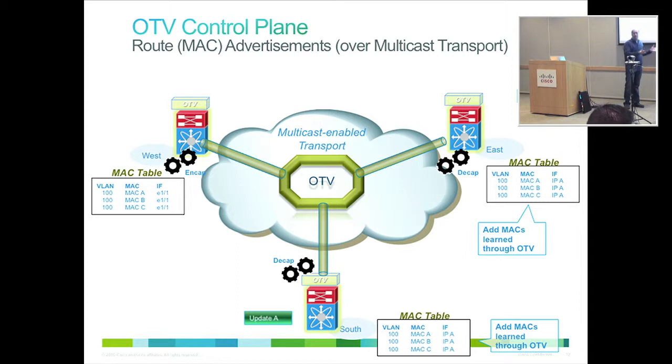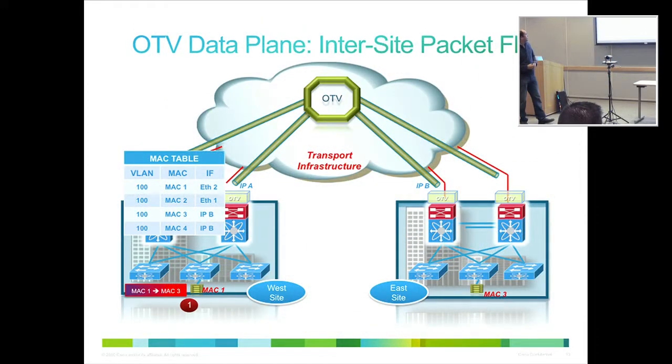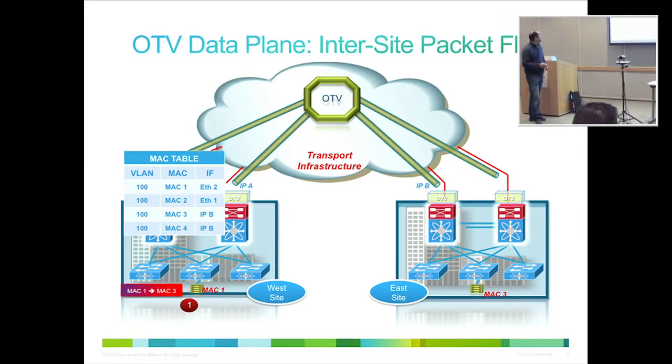The update will go to each edge device. You will decapsulate the ISIS route update, and you will install the MAC table. The only difference here is that under the VLAN and the MAC address, instead of pointing to a local interface, you will point to the IP address where you received this MAC. So you do that, you learn your MAC table. That's the main difference between OTV and VPLS.